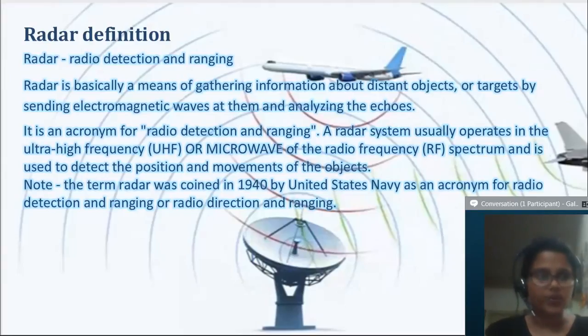History of radar starts with experiments by Heinrich Hertz in the late 19th century that showed that radio waves were reflected by metallic objects. This possibly was suggested in James Clerk Maxwell's seminal work on electromagnetism. Now, what is radar? Radar is basically a means of gathering information about distant objects or targets by sending electromagnetic waves at them and analyzing the echoes. And radar stands for radio detection and ranging.